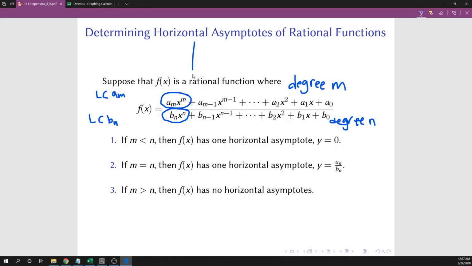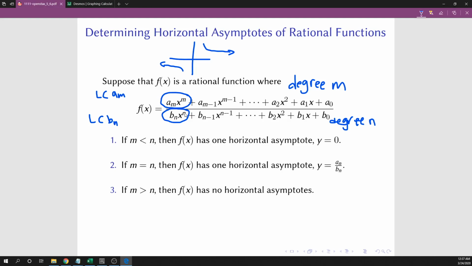The asymptotes of a rational function are going to occur when you go really far to the right or really far to the left. So it only makes sense that the situation with the asymptotes is completely controlled by the two leading terms. All we really have to do to determine horizontal asymptotes is to look at these leading terms right here.